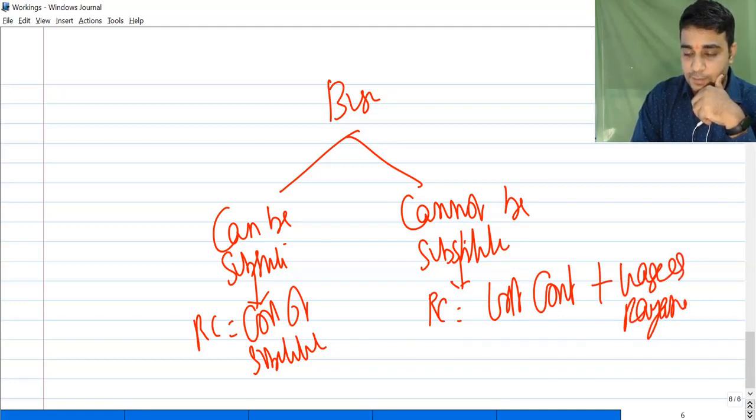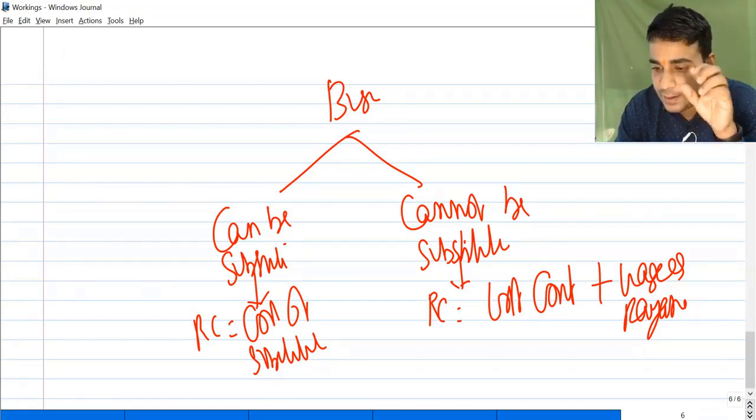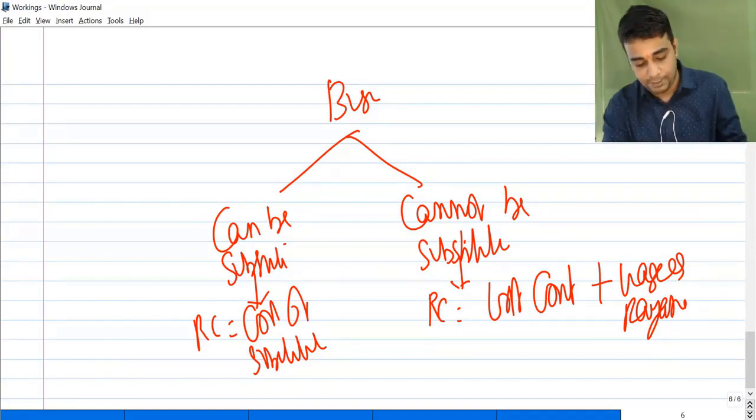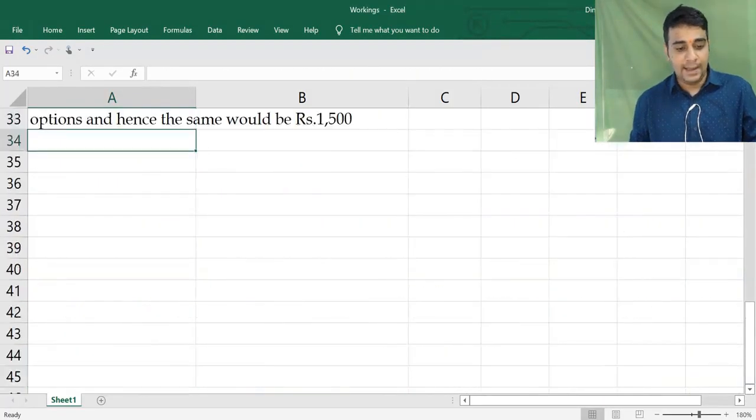Listen for a minute. Lost contribution plus wages payable. This is a little tricky, an important thing to understand. Lost contribution plus wages payable. Let's take an example. I want this person to work on bank A audit.